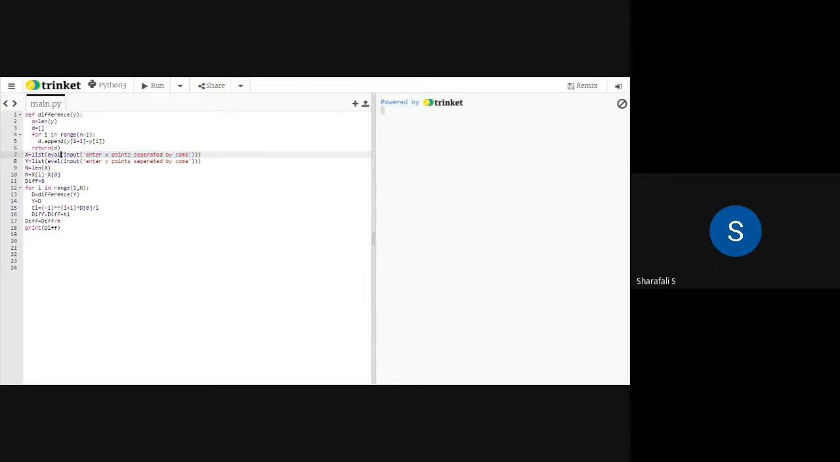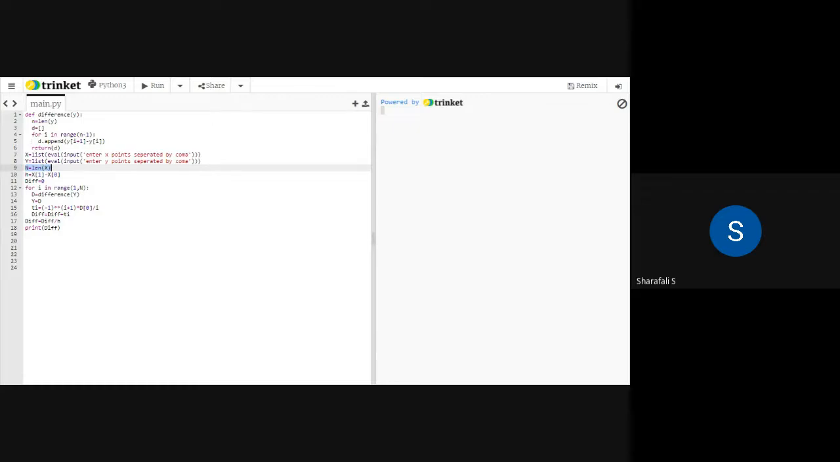Okay, so first we have to define this X list, where you have to provide the X values. Then you have to provide the Y list. For this list, you can see you have to give input, and in that input all those values you have to separate by comma. That will be considered as your Y values, Y data points. And then you have to consider what is the length of X, which means that number.